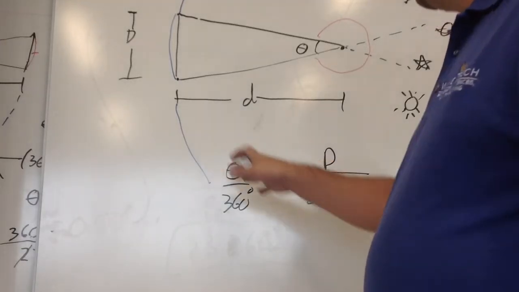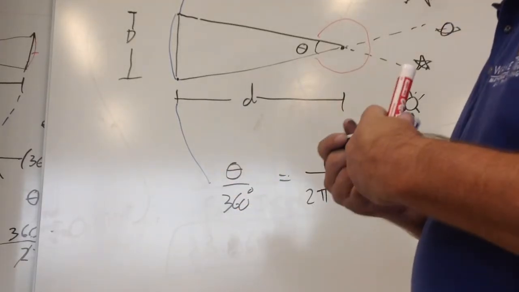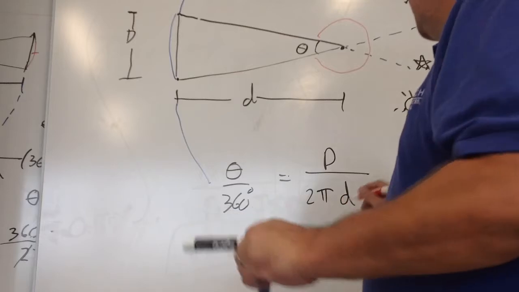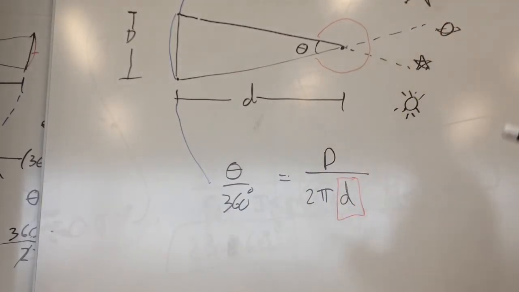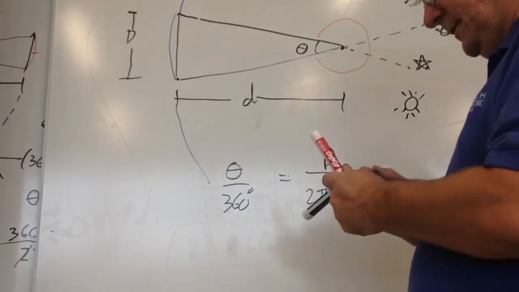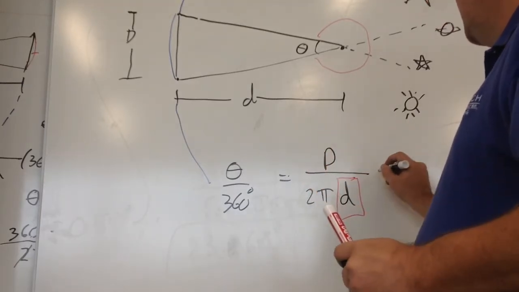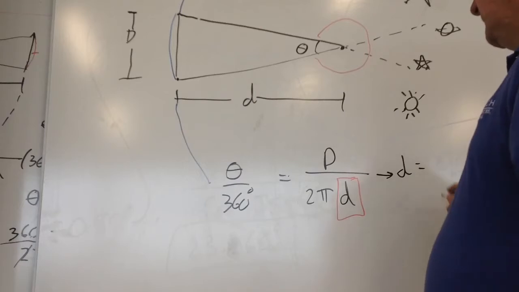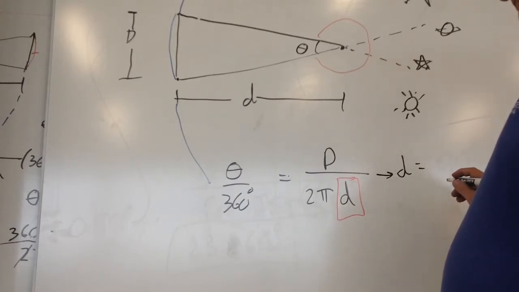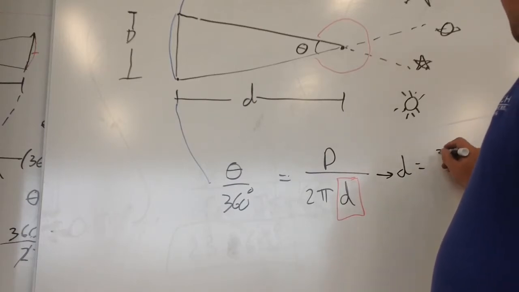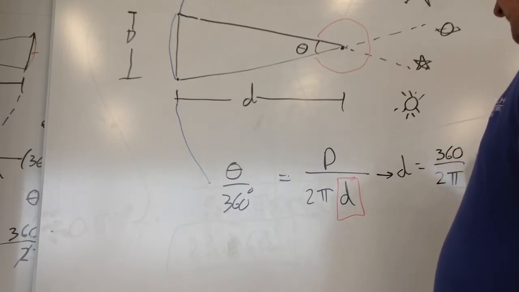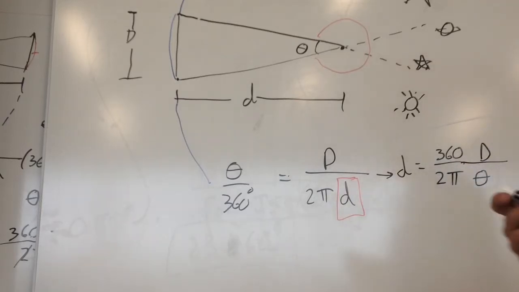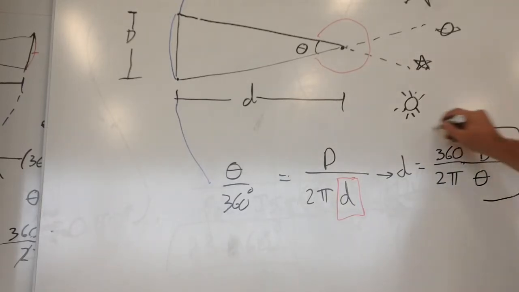So we're going to rearrange this to solve for the thing we want, which is D. Do a bit of algebra, and we get that D is 360 over 2 pi, big D over theta. Draw a box around that.